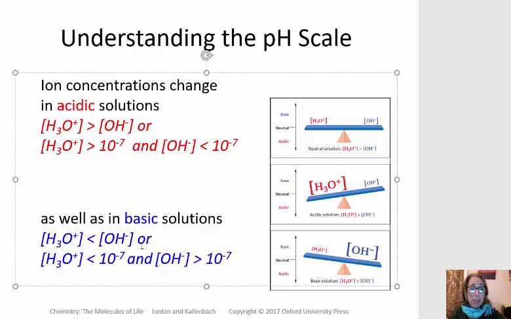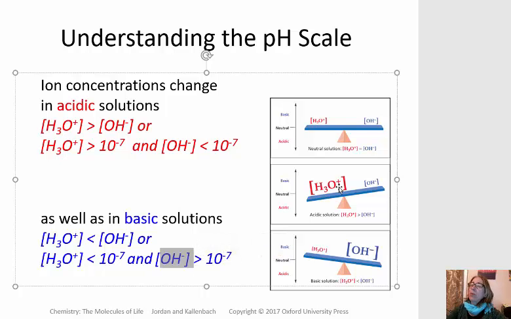Basic solutions have more hydroxide than hydronium. So in basic solutions, the concentration of hydronium times hydroxide is still 1 times 10 to the minus 14th, but in a basic solution, we have more hydroxide than hydronium. So the concentration of hydronium is less than 10 to the minus 7th, and that of hydroxide is greater than 10 to the minus 7th.